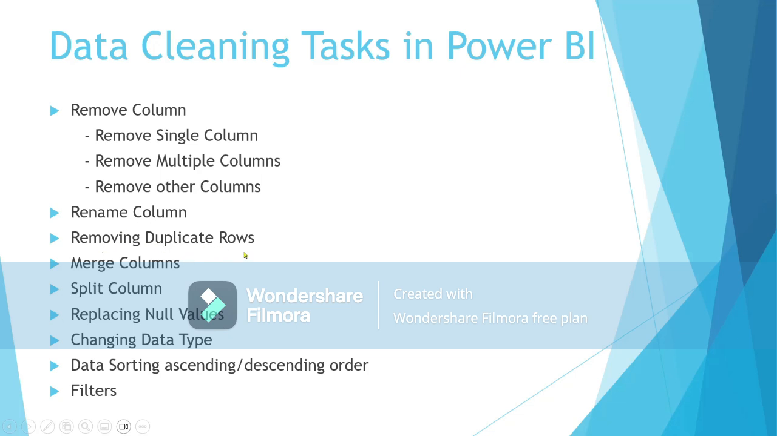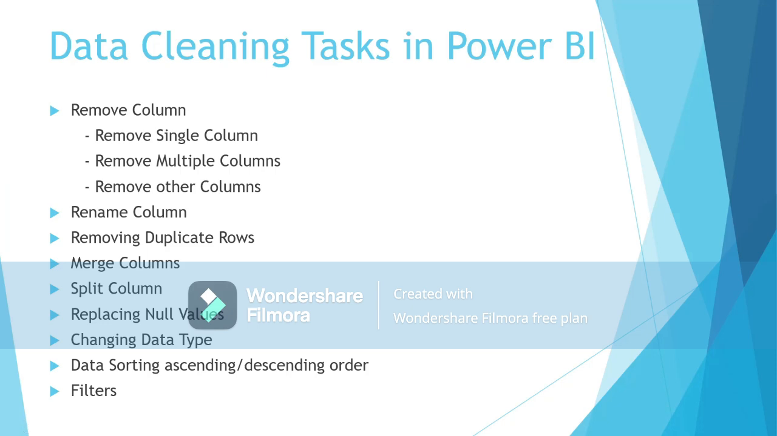Again, removing duplicate rows, so we are going to remove redundant data. And next tasks are merge columns and split columns. Merge means we are going to concatenate two columns. And next task will be split, how to split the columns. Again, replacing null values. Again, changing the data type, so that we can change the data type of a column also. And next will be sorting the data in ascending or descending order. And the last task will be applying filters.